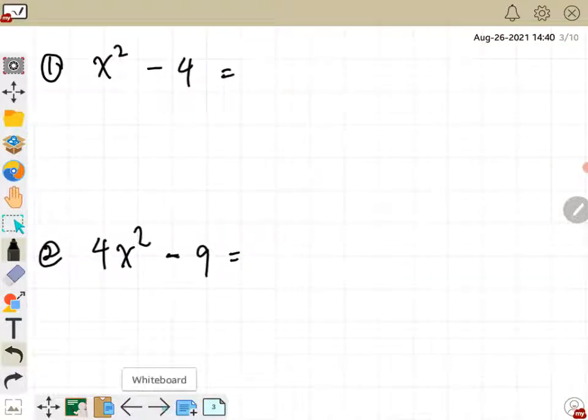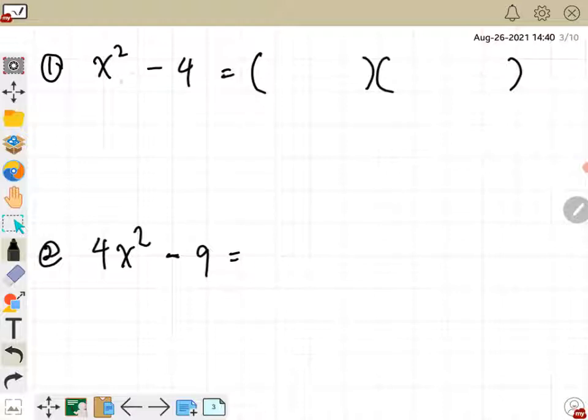So let's proceed to our example number 1. Our example number 1 is x square minus 4. So x square is a square, 4 is a square, then the operation is difference or subtraction. So we can just factor this into x times x, then plus and minus. 4, we can split that into 2 and 2.